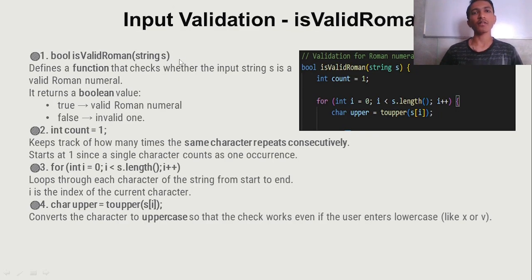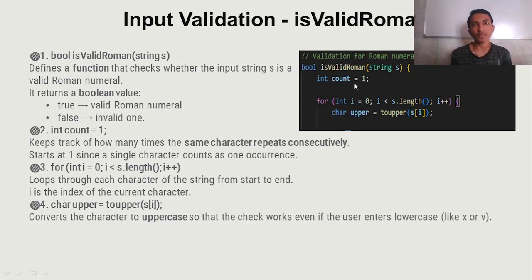Now we will talk about input validation. What we are going to do here is check whether the Roman number input by the user is valid or not valid. For checking the validity of the Roman number, we have 3 parameters. We go through each parameter one by one.